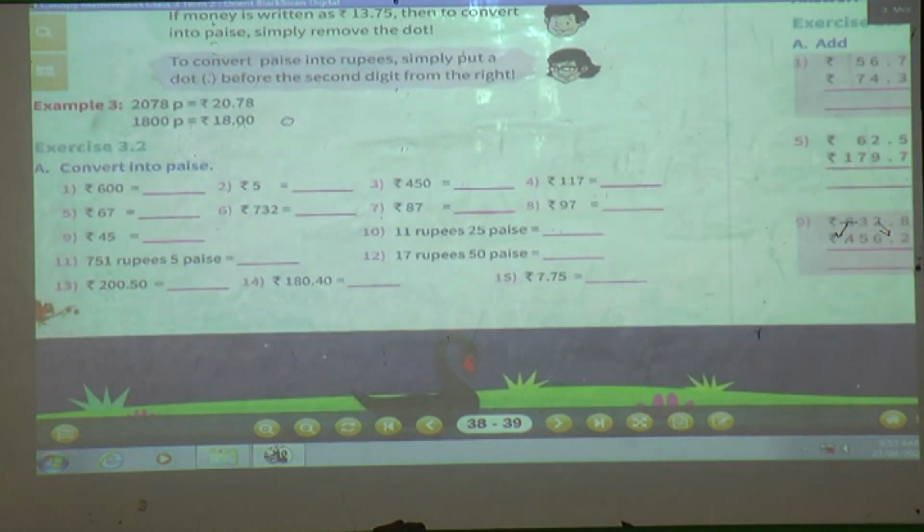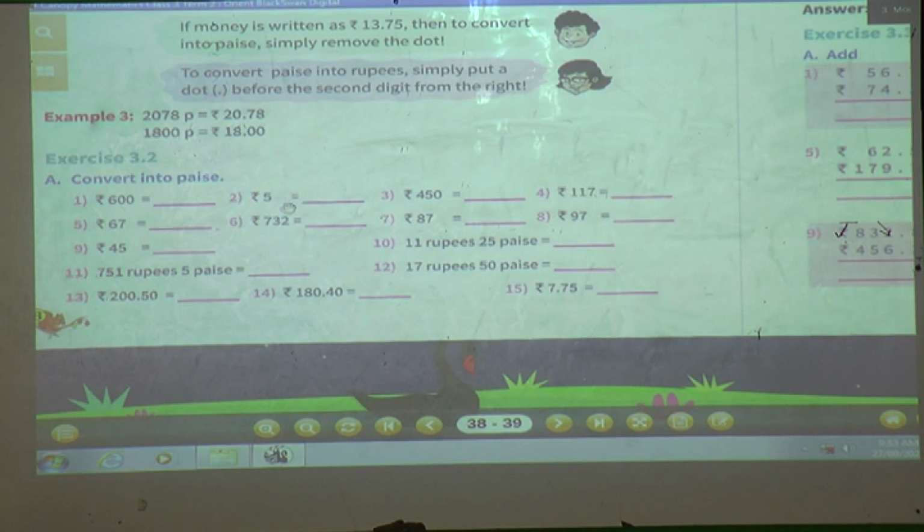Okay, now we'll see the next exercise, that is exercise 3.2. Look at the board here. First question, read the question. Convert into paise. See the first number. How many rupees are there? 1600 rupees. Now this rupees we have to convert into paise.